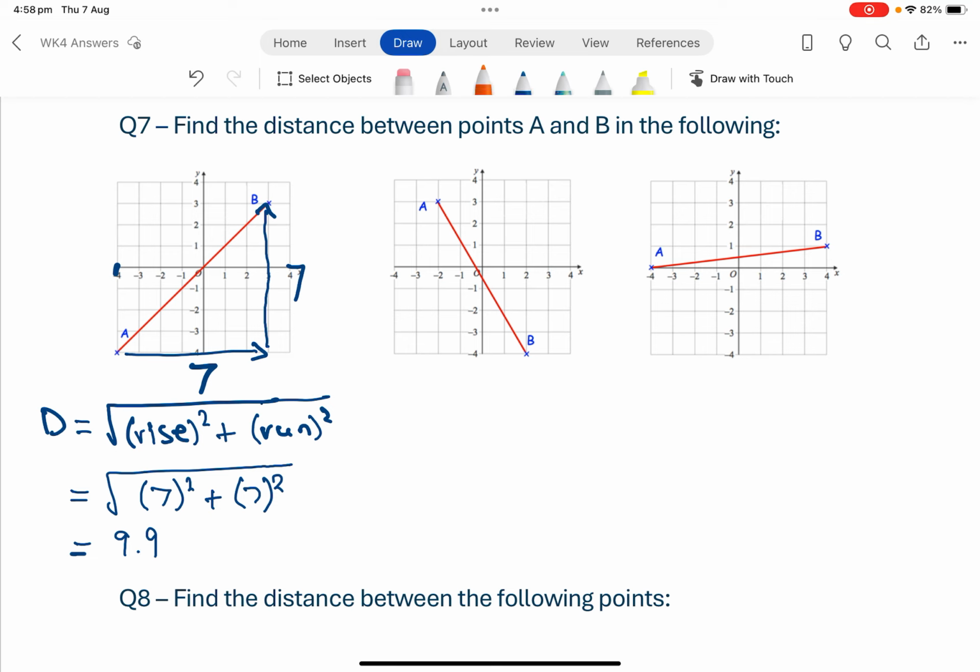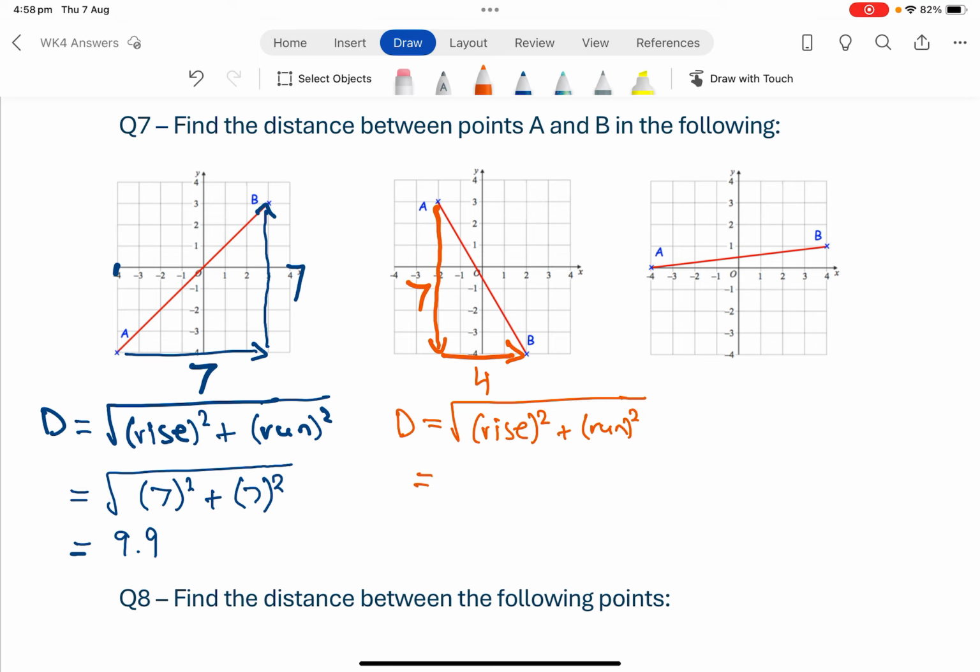Okay. Next one, same thing. I've gone from 3 down to -4. I've actually fallen 7. And I've gone from -2 up to 2. I've gone 4 to the right. So the distance, like I said, is rise squared plus run squared.